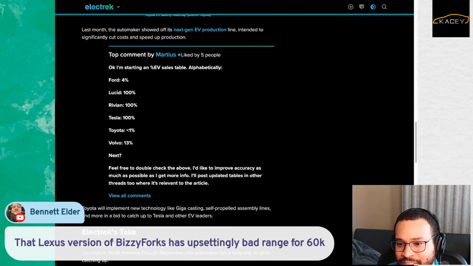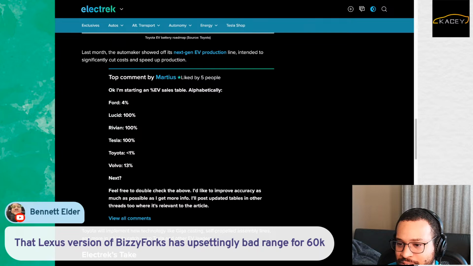Let's see. Okay, starting at EV percent sales table, alphabetically. Ford 4%, Lucid 100%, Rivian 100%, Tesla 100%, Toyota less than 1%, Volvo 13%. Next. Feel free to double check the above. I would like to improve the accuracy as much as possible as I get more info, and I'll post the updated tables in other threads where it's relevant according to the article.